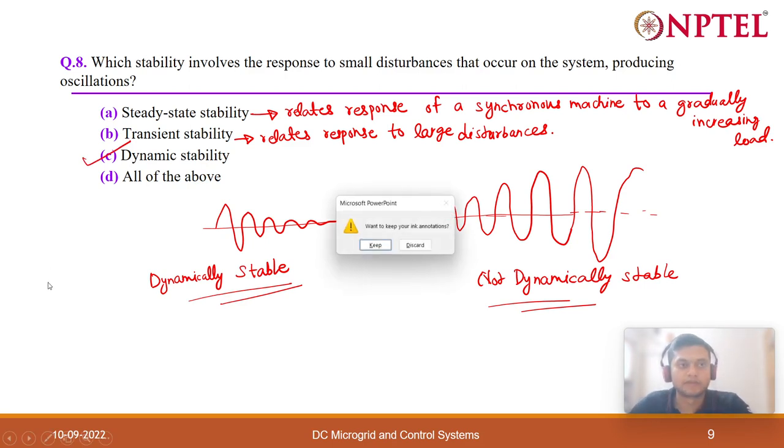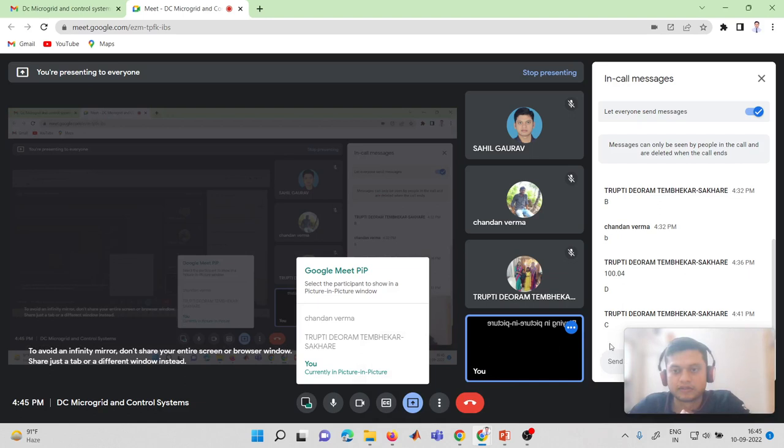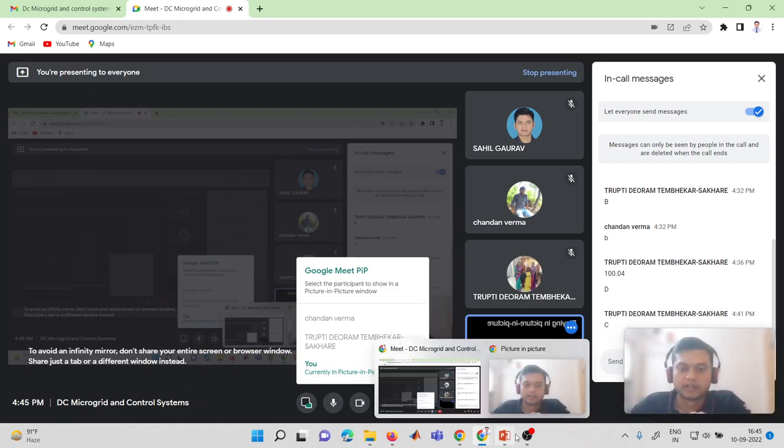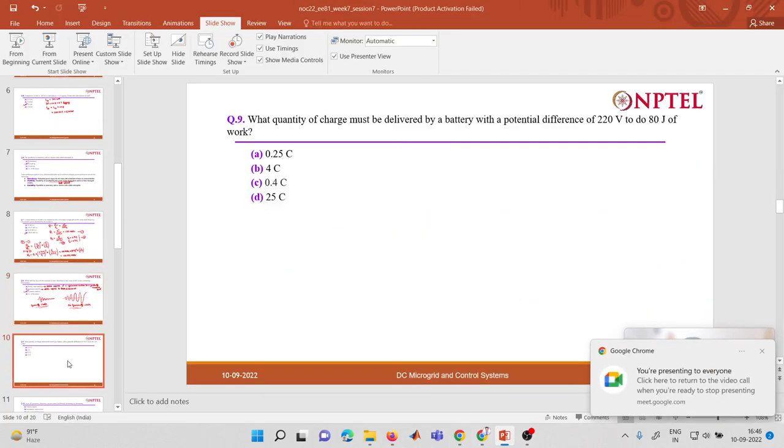Did anyone give the correct answer for this question? Yeah, see the correct answer, Trupti. So let us see the next problem.